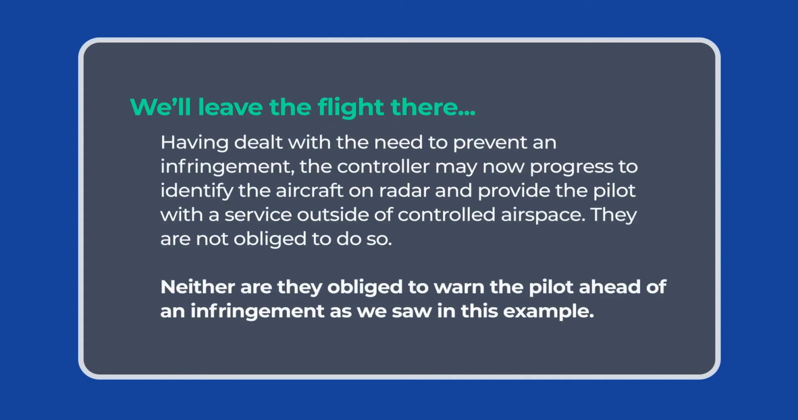Having dealt with the need to prevent an infringement, the controller may now progress to identify the aircraft on radar and provide the pilot with a service outside of controlled airspace. They are not obliged to do so, however. Neither is the controller obliged to warn the pilot ahead of an infringement. They may have more pressing priorities at the time.